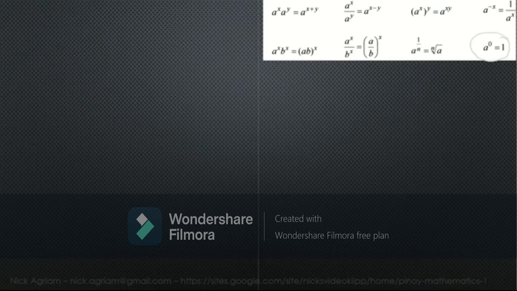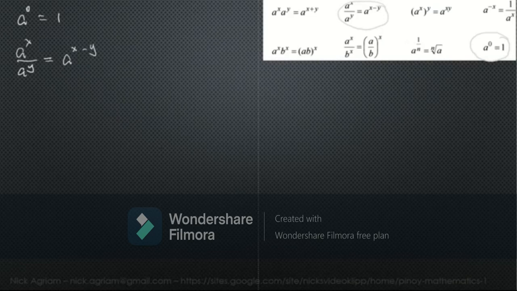So let's see. We have this. A raised to 0 is equal to 1. For example, I can prove that by using this rule. I can do this one. A raised to x divided by a raised to y is equal to a raised to x minus y.